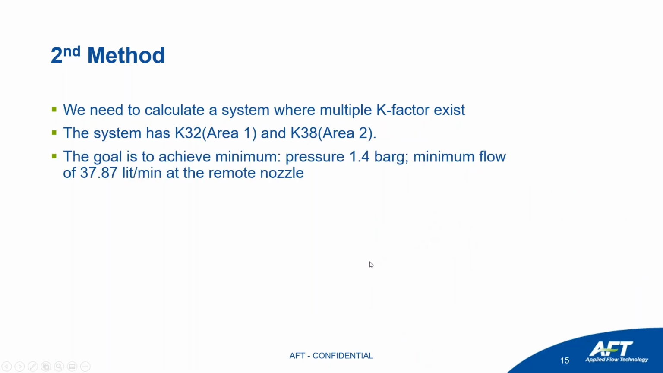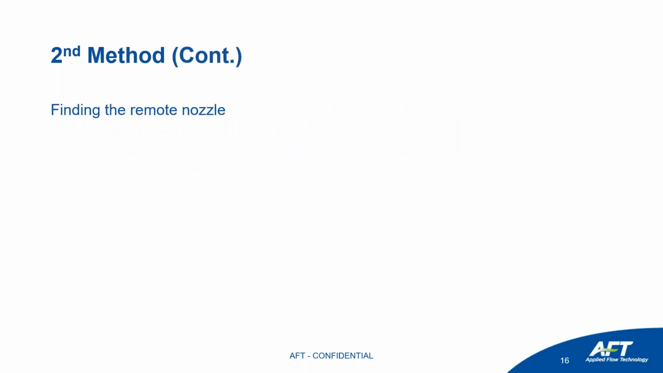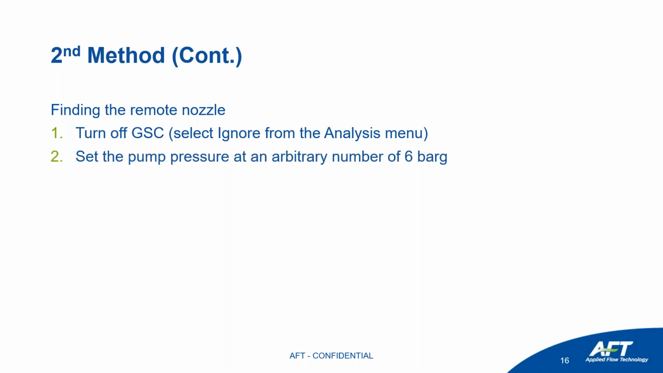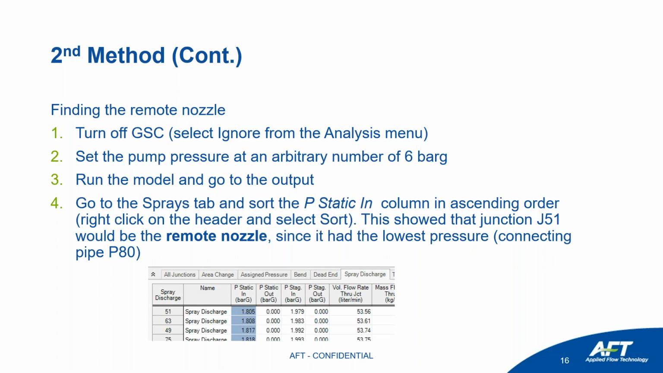The goal is to achieve a minimum pressure of 1.4 bar G and a minimum flow of 37.87 at the remote nozzle. So first, let's find the remote nozzle. We turn off GSC, selecting ignore from the analysis menu. Set the pump pressure at an arbitrary value of 6 bar, any pressure you want to set up. We run the model and go to output.